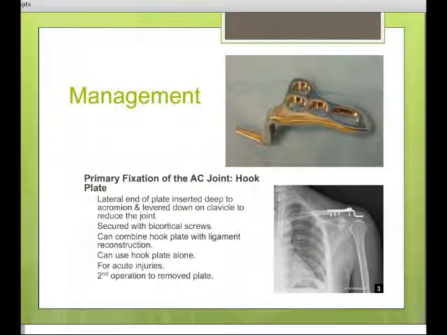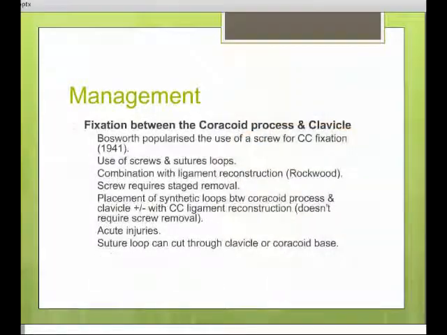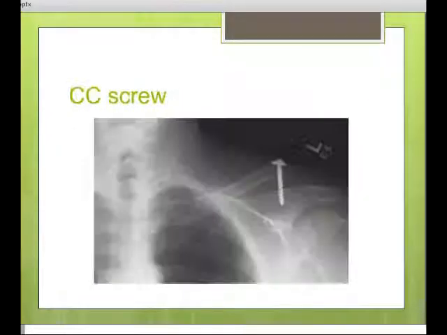Fixation between the coracoid process and the clavicle. So Bosworth popularized the use of a screw for coracoclavicular fixation. That was in 1941. The use of screw can be combined with suture loops, or a combination with ligament reconstruction, which is what Rockwood did. The screw, however, requires a staged removal.